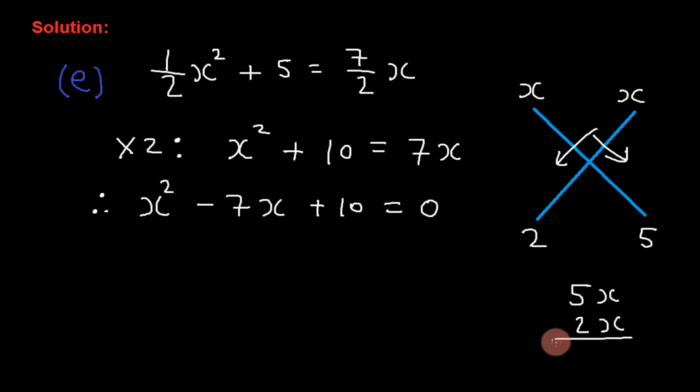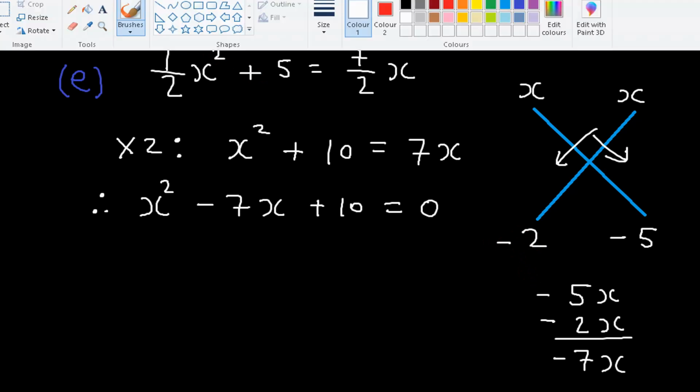We need negative 7x as our middle term. The only way that 5 and 2 can give us negative 7 is if both of them are negative. Then, since 5x is negative, and we got it from x times 5, we need a minus here. 2x we got from x times 2, and 2x is negative, so we need another minus here. Now we can group vertically.